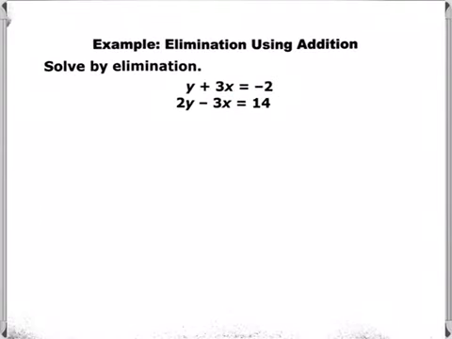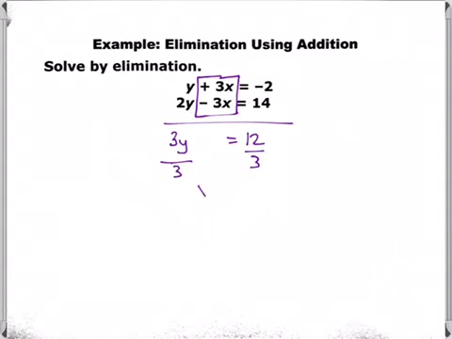Let's try another one. Same idea here. We're going to add straight down to eliminate, and we want to make sure that we have one variable that has opposite signs but the same coefficient number. So 3 and 3, positive, negative, these should cancel out. So we'll add straight down. So y plus 2y is 3y. 3x and negative 3x cancel out, equals negative 2 plus 14 is positive 12. We're going to divide by 3 on both sides. We should get y to equal 4.